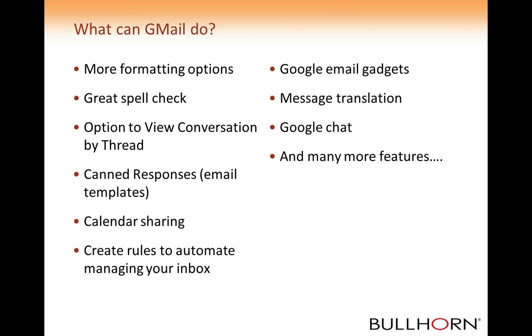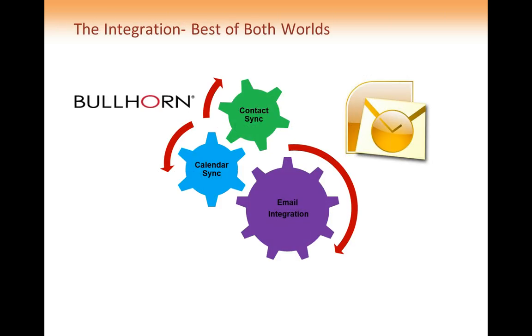So what can Gmail do? I know that you're already familiar with Gmail, so I won't spend too much time here, but you will have more formatting options, a great spell check, and you will be able to view conversations by thread and use canned responses, which work as the email templates that you're currently using in Bullhorn. You will be able to share your calendar with other team members. You can create tools to manage your inbox. You can use Google email gadgets, message translation, Google Chat, and many more features.